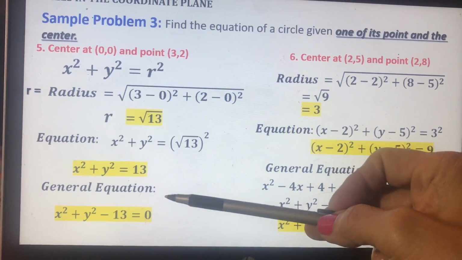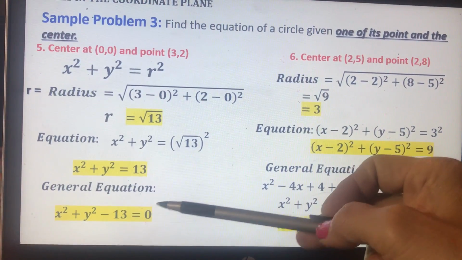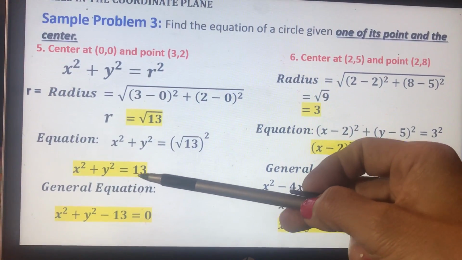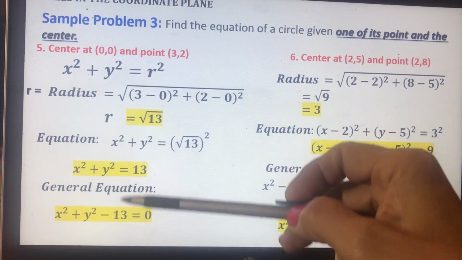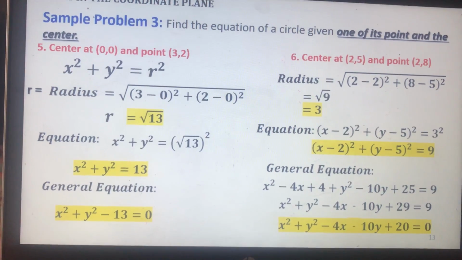Now in the general equation form, it has to be equal to 0. So that means that we have to subtract 13 on both sides. And what do we get? x squared plus y squared minus 13 is equal to 0.